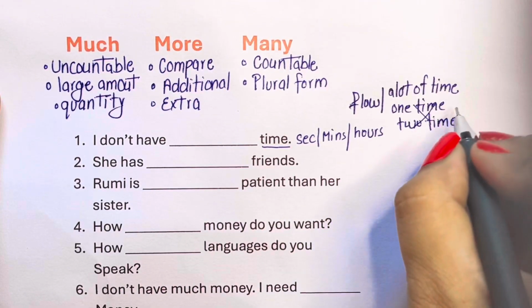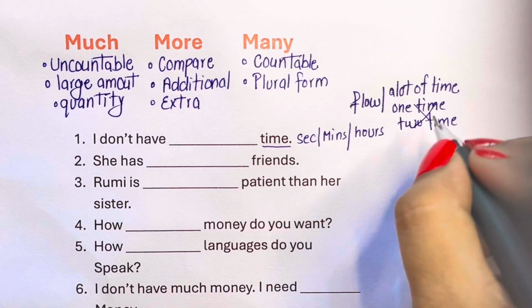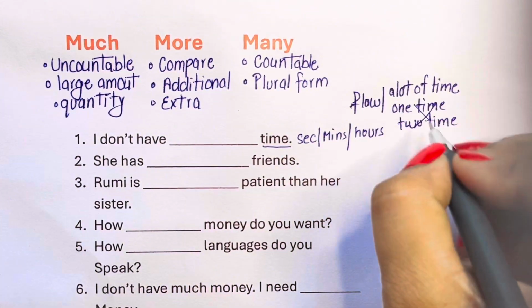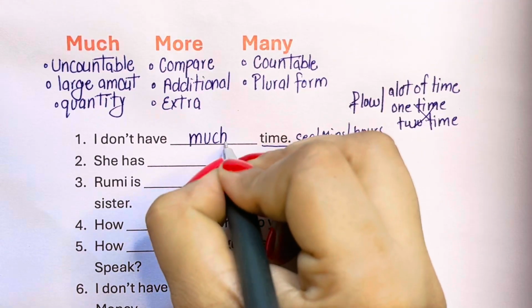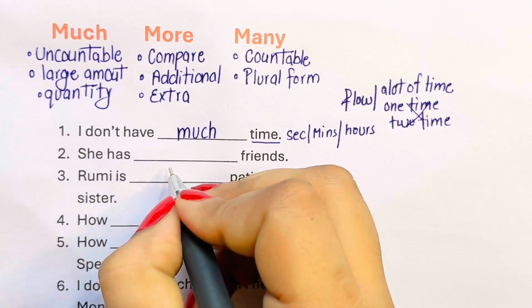Okay? So what will be the correct answer? Much. Because much is used for uncountable nouns and time is uncountable. So the answer should be I don't have much time.